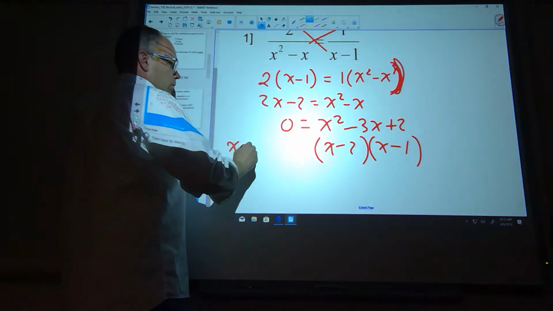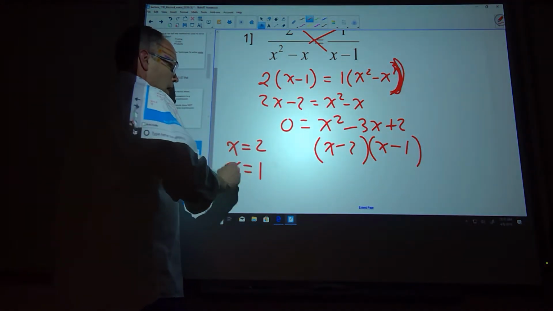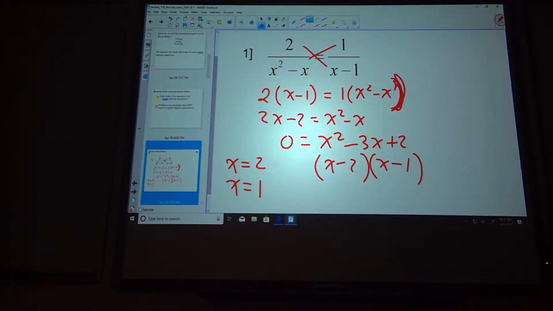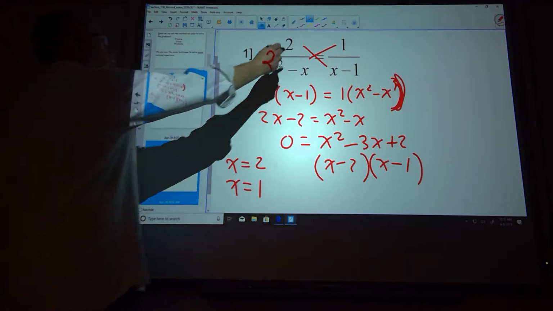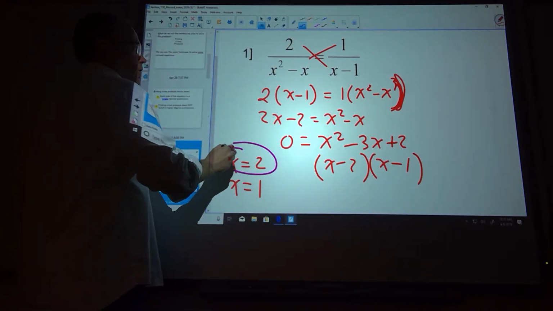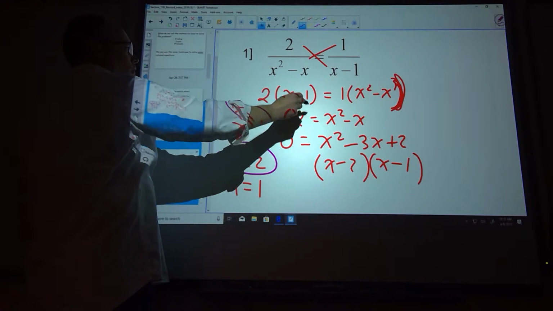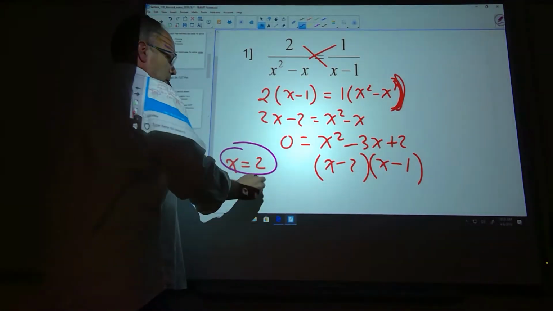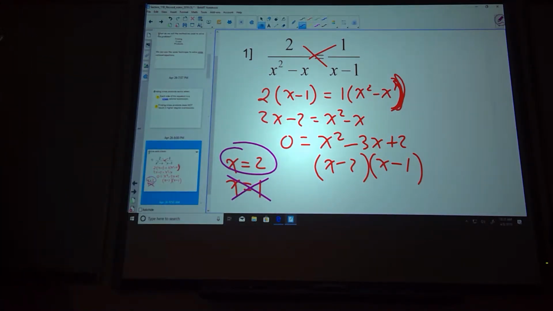So my answers are 2 and 1. Make sure: do any of those make my denominator 0 on the original? 1. Yeah. So I only have one solution. This is my solution that works. So if I plug 2 in here, I get 4 minus 2, and then 2 minus 1, that works. But if I plug 1 in, right here and right here, it gives me 0, so that's an extraneous solution. So I only have one solution. If we graph that on a graphing calculator, you can only see it cross once. Good so far? Time to move on?